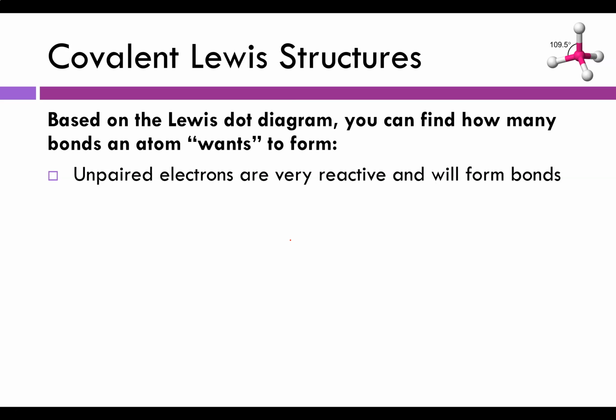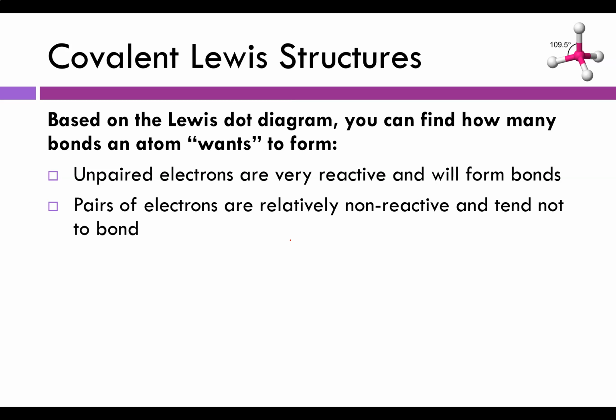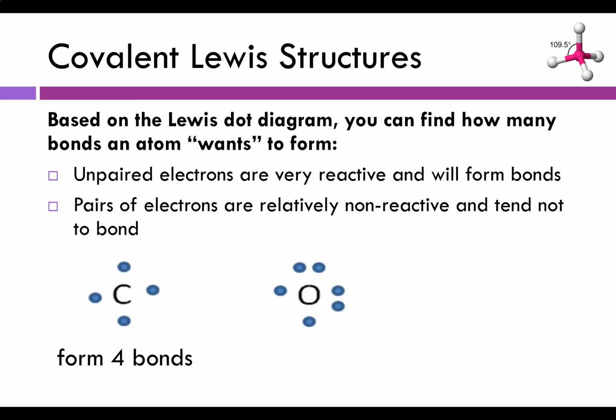If you have an unpaired electron, those are very reactive and tend to form bonds. Pairs of electrons, on the other hand, are relatively non-reactive and tend not to bond. So if I look at the Lewis structure of something like carbon, I see 1, 2, 3, 4 unpaired electrons. Carbon tends to form 4 bonds. Make a prediction about oxygen. Hopefully you're thinking that oxygen will form 2 bonds. These unpaired electrons are very reactive. Those pairs of electrons are pretty non-reactive. They're pretty stable and generally don't get involved in bonding.